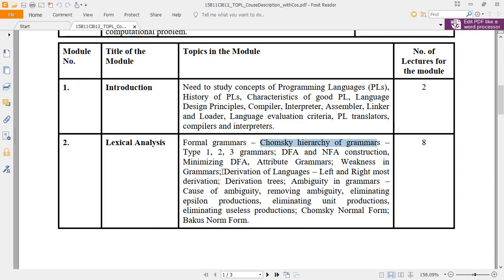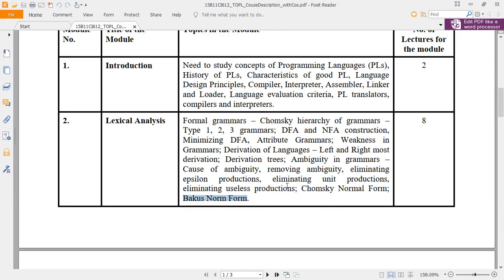Then we have seen the DFA construction, then minimizing the DFA and NFA construction, then attributed grammar, weakness in the grammars. Then we have gone for the left derivation and right derivation, then derivation trees, ambiguity, checking for ambiguities in the grammar. Then causes of ambiguity, removing ambiguity, just like the Chomsky normal form that we have used. Then Backus normal form, converting the given context-free grammar into the Backus normal form. These are the things that we have seen.